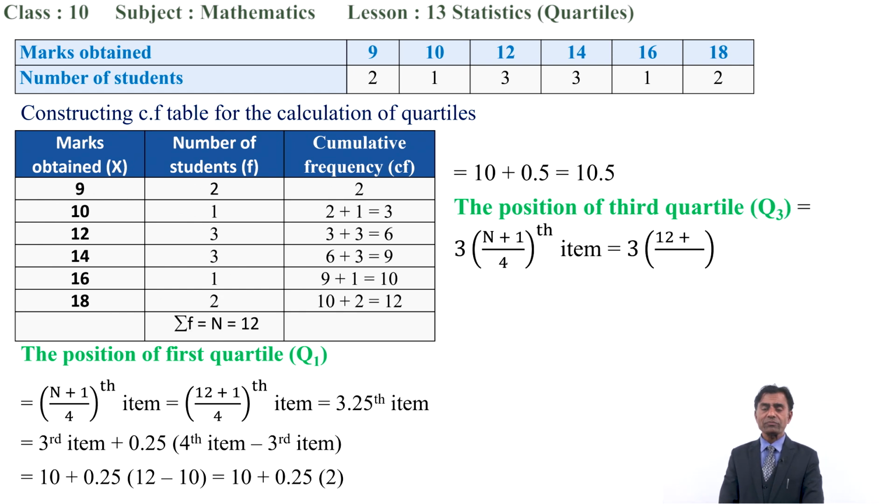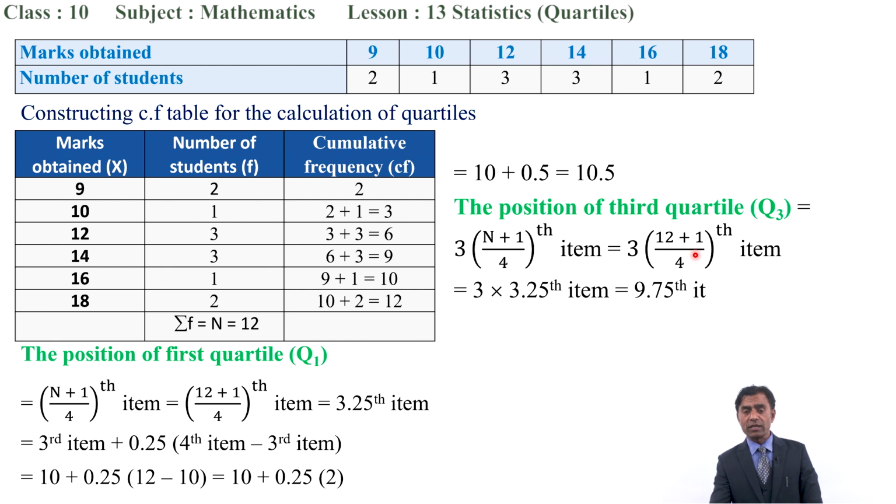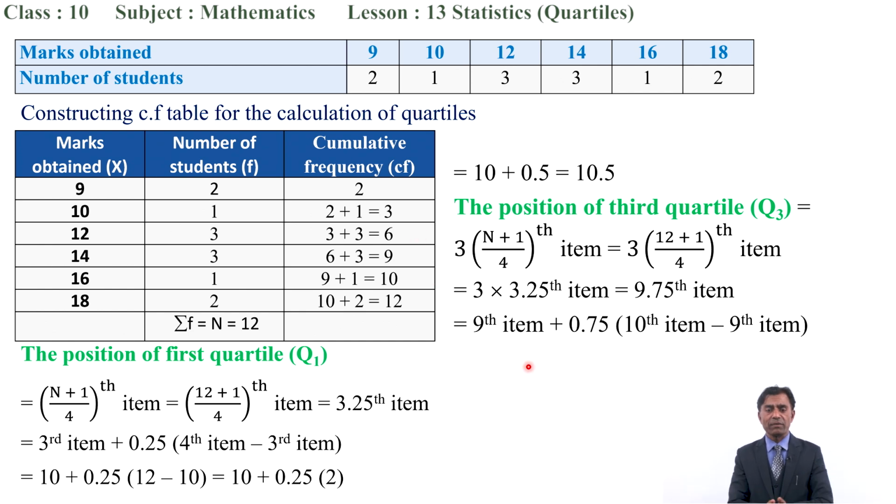After this, how to find the position of the third quartile? Here you can see on the screen, third quartile Q3 is similar to individual data: 3 times (n plus 1) by 4, where n is again 12. So 3 times (12 plus 1) by 4. Now simplify: 12 plus 1 is 13, 13 divided by 4 is 3.25, and 3.25 multiplied by 3 is the 9.75th item. The 9.75th item means the 9th item plus 0.75 times (10th item minus 9th item).